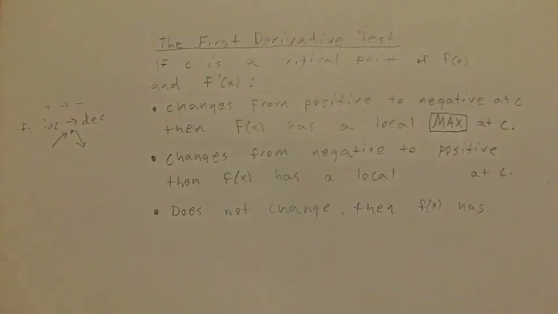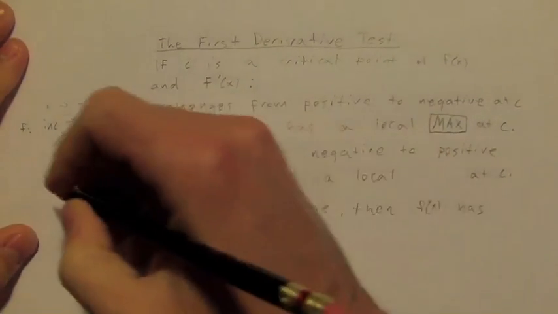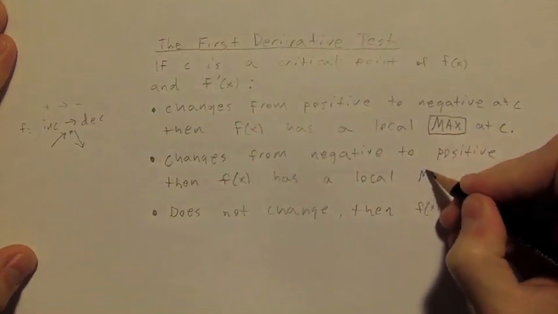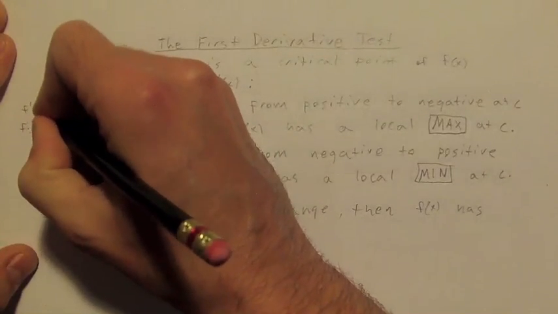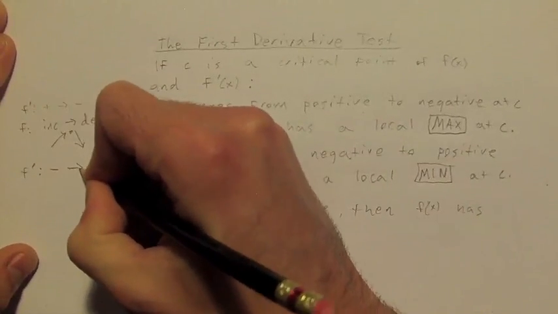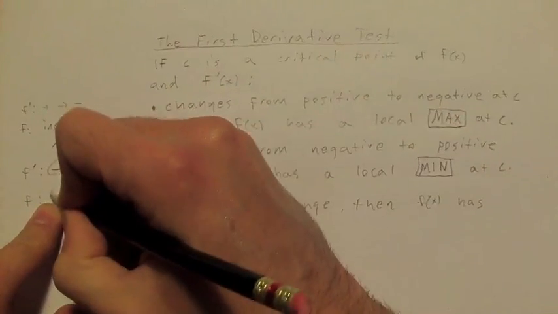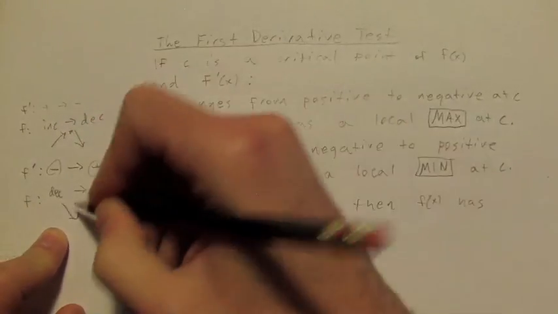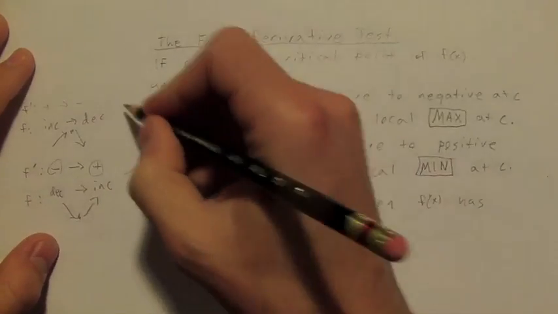Okay. Then, if f prime instead changes from negative to positive, so if it's doing the other way, what must f have here? Of course, a min. It's going to be the opposite. And if you think about why, if f prime changes from negative to positive, that means f is changing from decreasing to increasing. So that means it's falling, then rising. So of course we must have a min there. Okay.